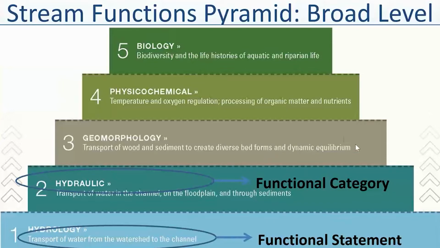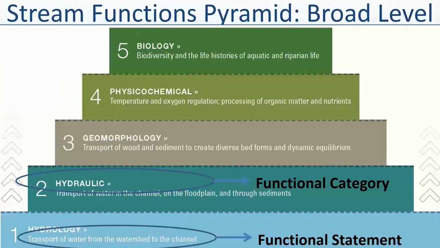And you could think of dynamic equilibrium as a fancy way of just talking about channel stability. It just acknowledges that you can have a stable channel that doesn't necessarily stay at the same location on the landscape. And then once those processes are working, we can have the physicochemical processes, which is the temperature and oxygen regulation, the processing of organic matter and nutrients. And then finally on top is biology, which is the biodiversity and the life histories of aquatic and riparian life.